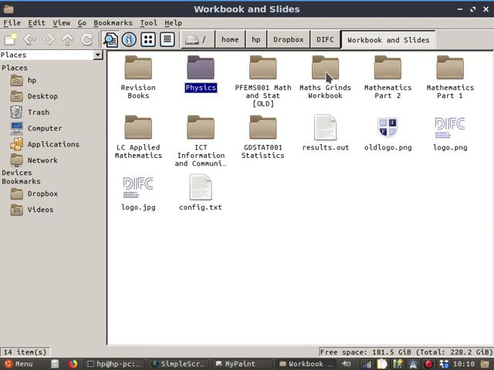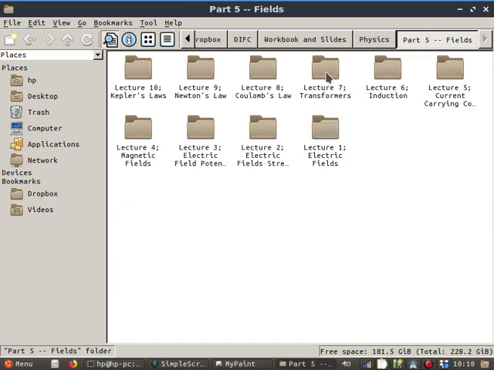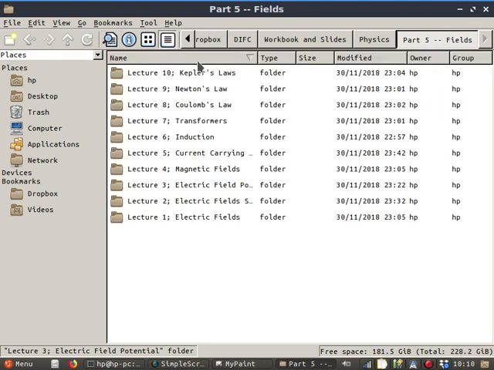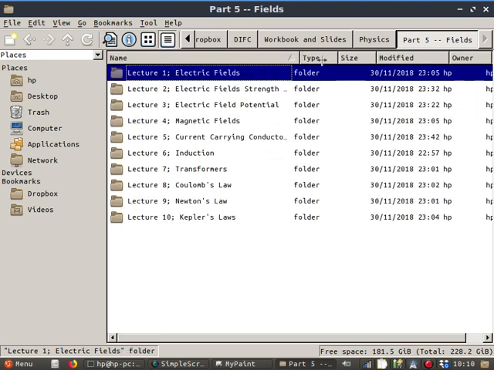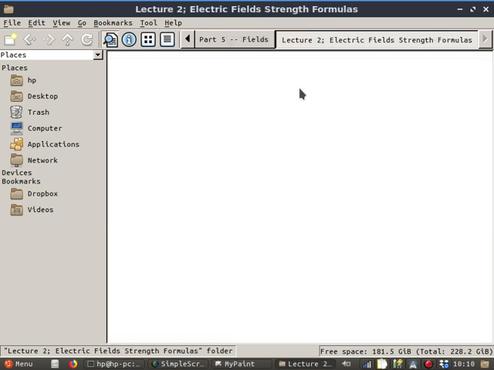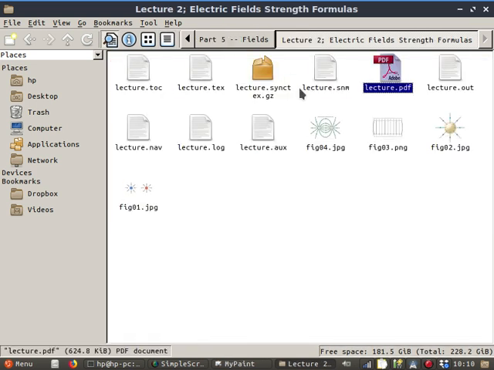DIFC workbook physics. What electric field? What number? We did this one. Oh, we're only on the second. Okay. Okay, that's fine. I thought we did more. Come on.